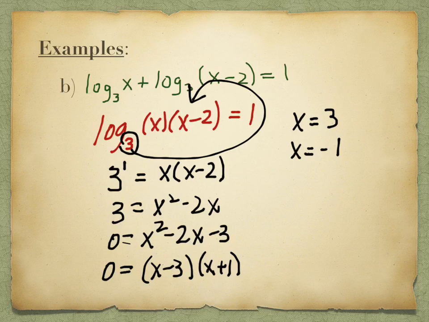So starting with x equals 3, is it okay to have log base 3 of 3? Is that possible? Sure. In fact, you know what it is. It's 1. Okay, so that one's fine. Can I have log base 3 of 3 minus 2? 3 minus 2 is 1. Can I have the log of 1? Sure, that's fine. So x equals 3 is perfectly fine.